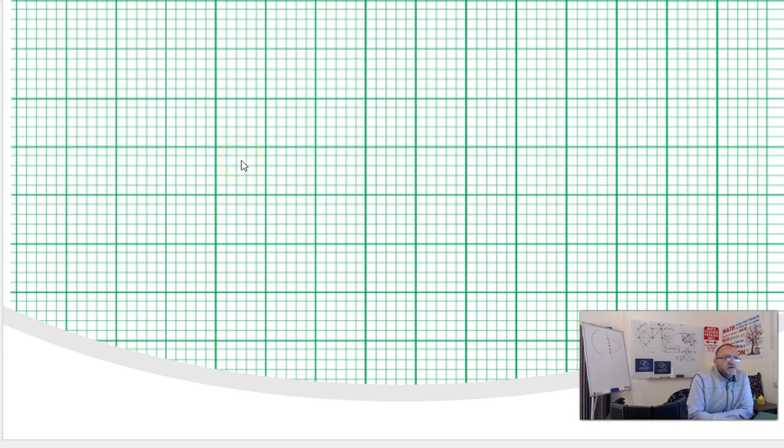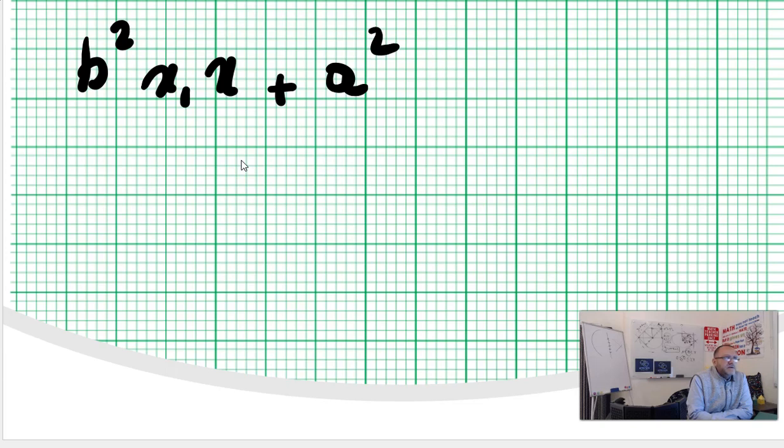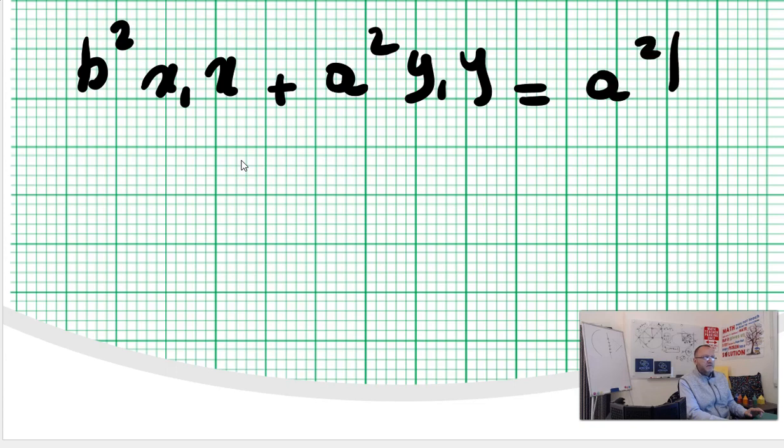And all I'm going to do is put the same denominator. So basically, I'm going to put the denominator a squared b squared. On this side, I'm going to do b squared x1 times x plus a squared y1 times y, the whole thing divided by a squared b squared equals 1. So if you move it to the other side, it becomes like this. So far, so good? That's all I did.